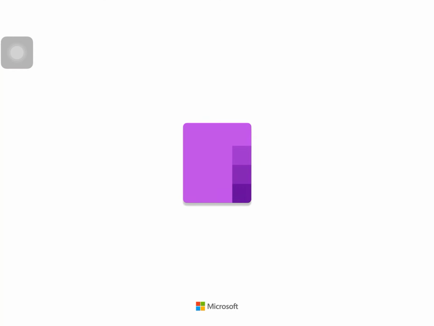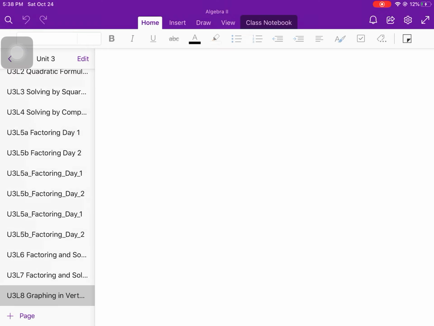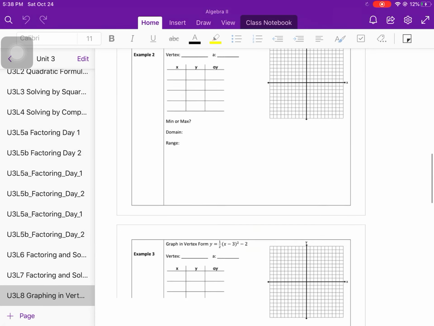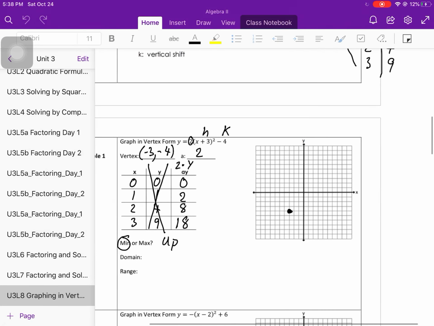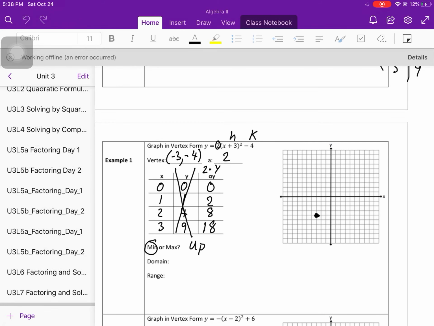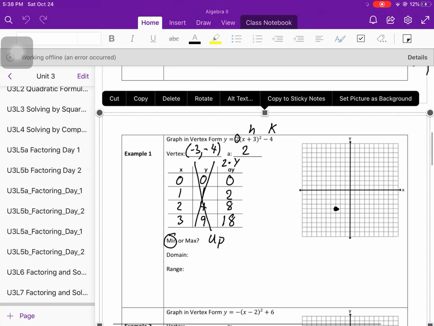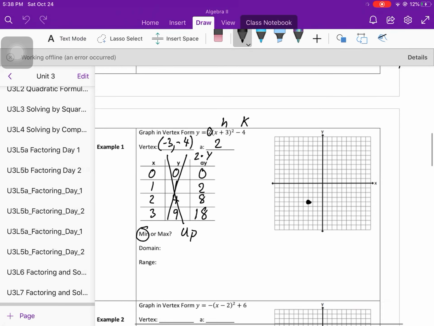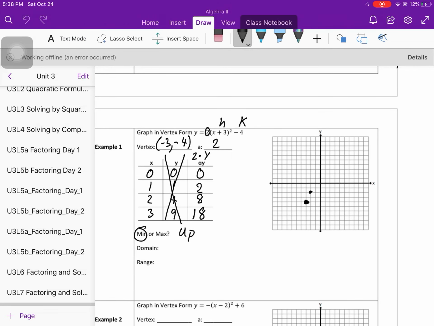Okay, let's go back to where we were. So (0, 0) is the first point, over 1, up 2, we had that. Right there, right there. Then we go over 2, up 8.